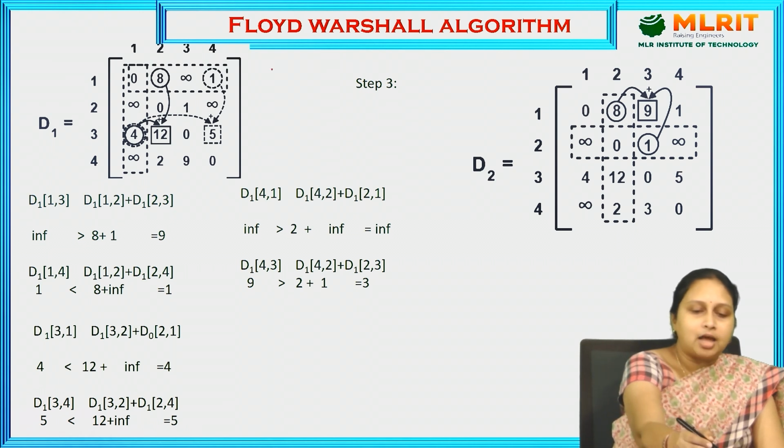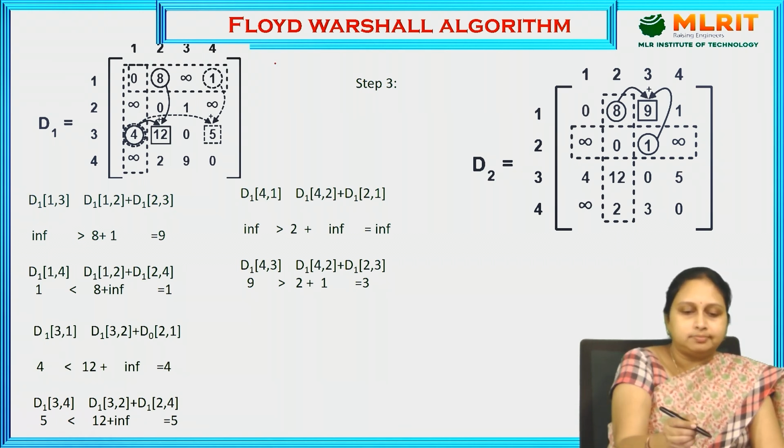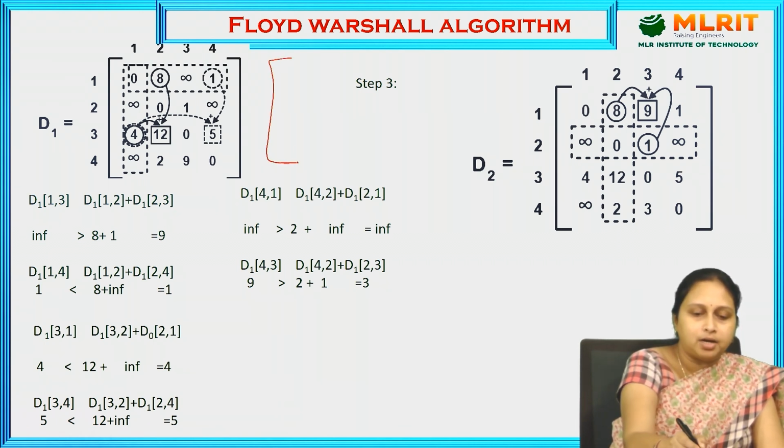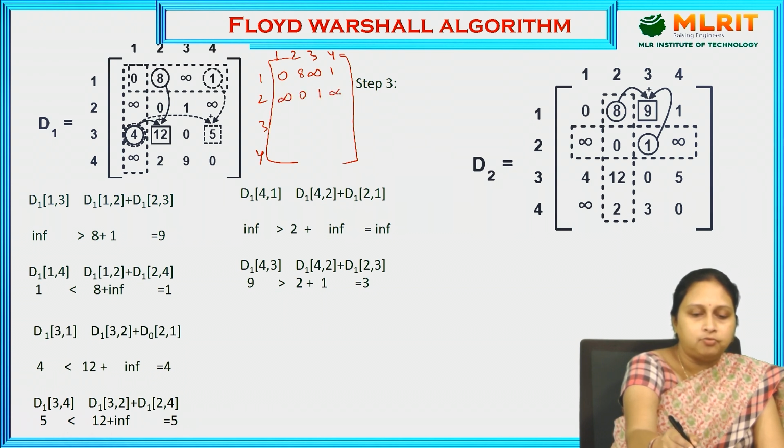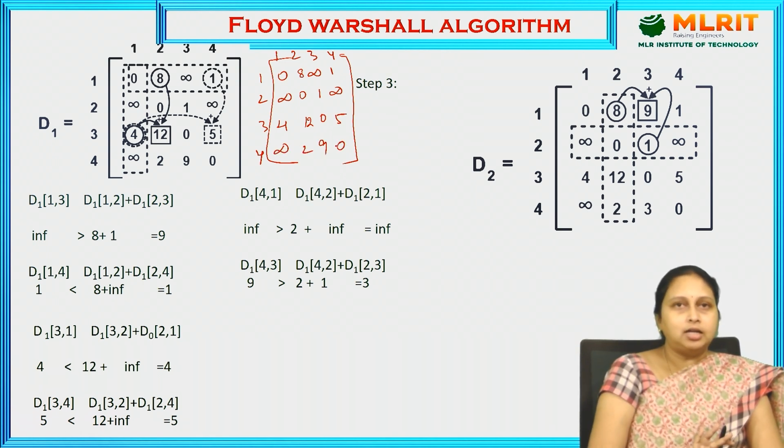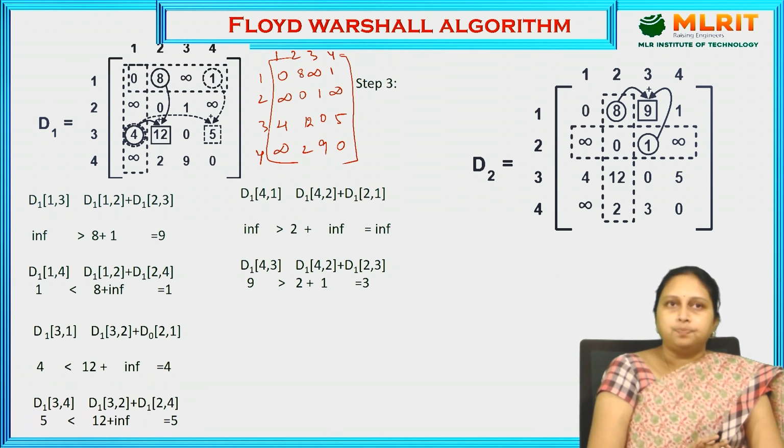And what is the graph we are going to get? Let us write the graph properly here. You have 1, 2, 3 and 4, and 1, 2, 3 and 4. What are the values you have? 0, 8, infinity and 1. Infinity, 0, 1, infinity. 4, 12, 0, 5. Infinity, 2, 9, 0. Right? This is the final graph after finding D1.